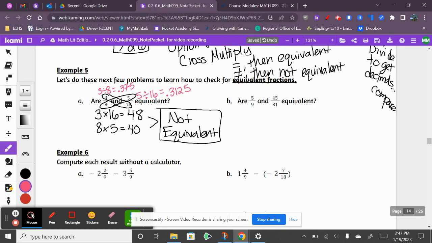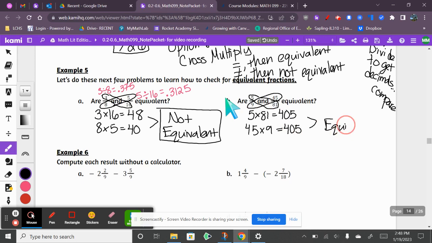Okay, looking at part B, same methods here. We're going to cross multiply. So I'm going to do 5 times 81. We get 405. And then I can do 45 times 9. So 45 times 9 will also get us 405. So we can see that these are equivalent. They match. The other way to do it would be to check the decimals.